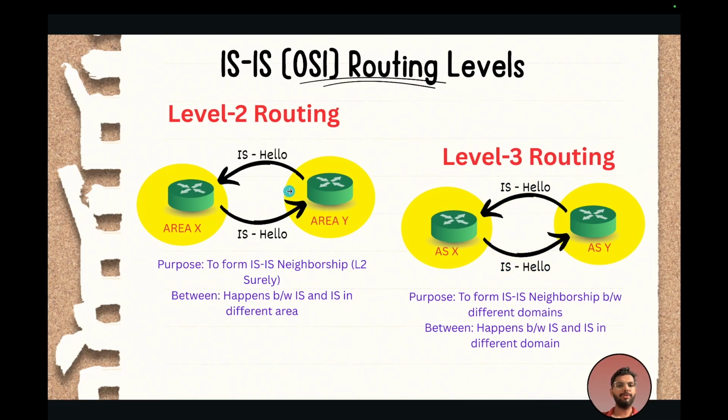Then we have level 2 routing, which happens between intermediate systems that are in different areas. The purpose of level 2 routing is the same: to form an ISIS neighborhood, but between devices that are in different areas. Then the last type of routing is level 3 routing, whose purpose is to form an ISIS neighborhood between devices that are in different domains, and it usually happens between the ISs in different domains. So you can see autonomous system X and autonomous system Y.